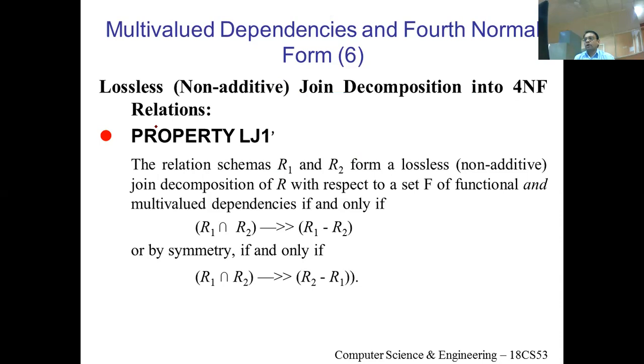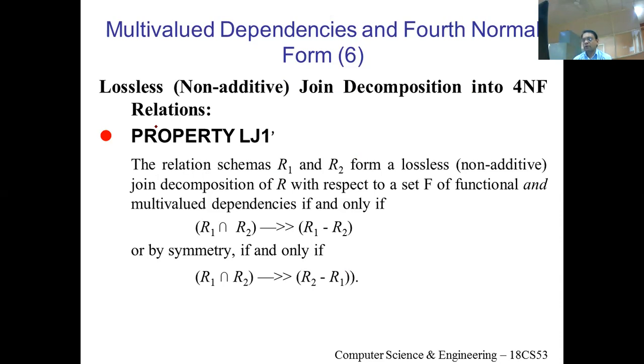So we have a lossless joint decomposition to fourth normal form, a non-additive joint decomposition to fourth normal form. When we decompose the relation R into two sub-relations R1 and R2 with respect to a set of functional dependencies, there should not be any loss of information. There should not be any generation of spurious tuples.